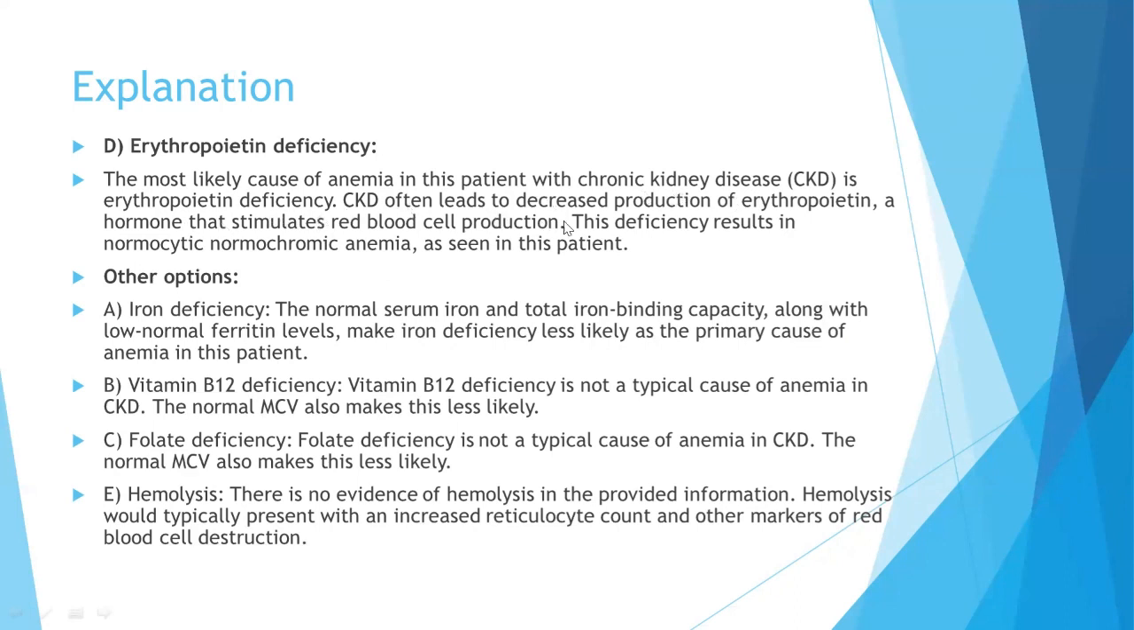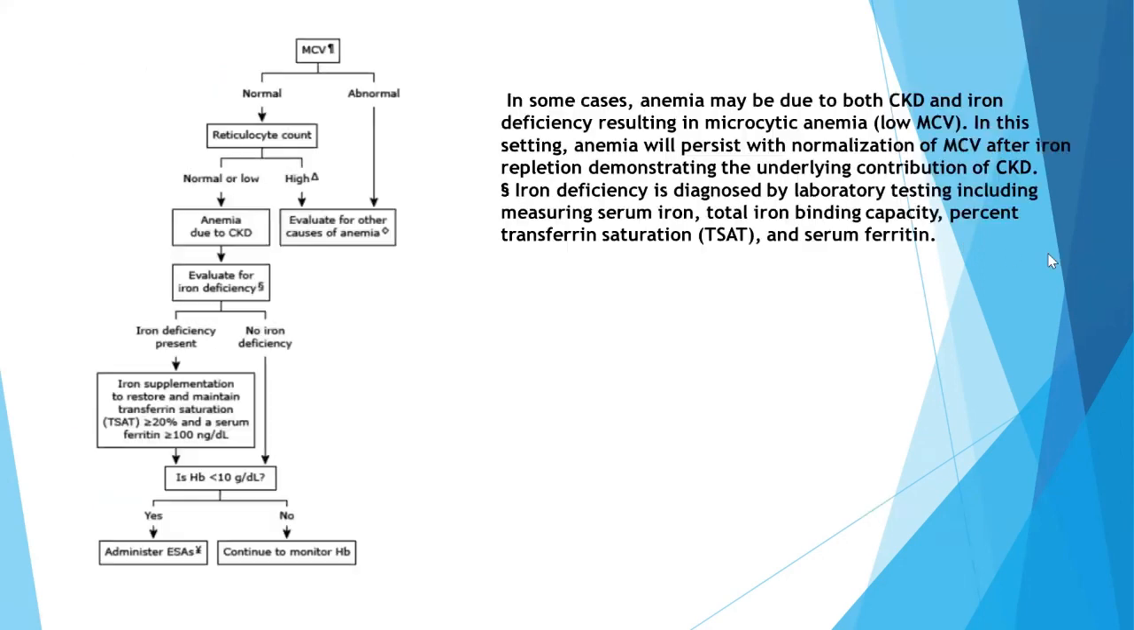CKD often leads to decreased production of erythropoietin because the kidney's function, structure, and anatomy are damaged in chronic kidney disease patients. Whenever there is damage, the kidneys cannot produce erythropoietin, and that decreased erythropoietin will lead to decreased red blood cell production and consequently anemia in this patient. And one thing to note always is that in a CKD patient, due to the erythropoietin deficiency, which is also the chronic disease-induced anemia, the anemia is of normocytic normochromic type.